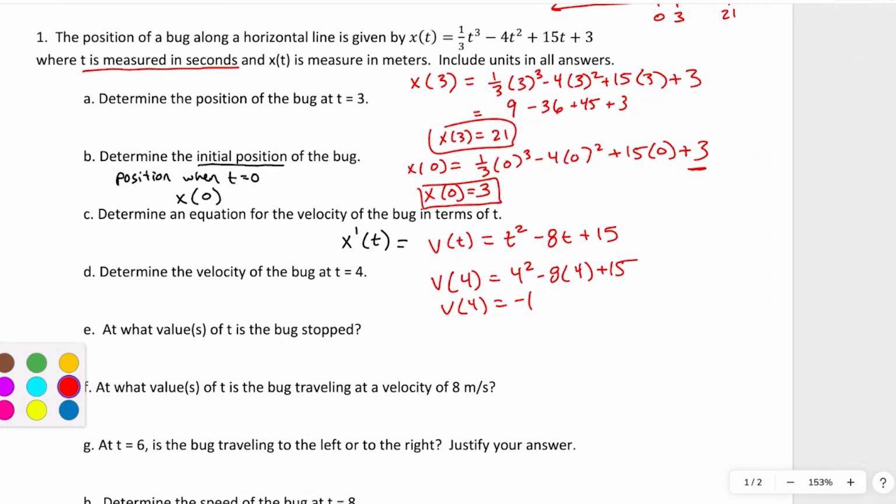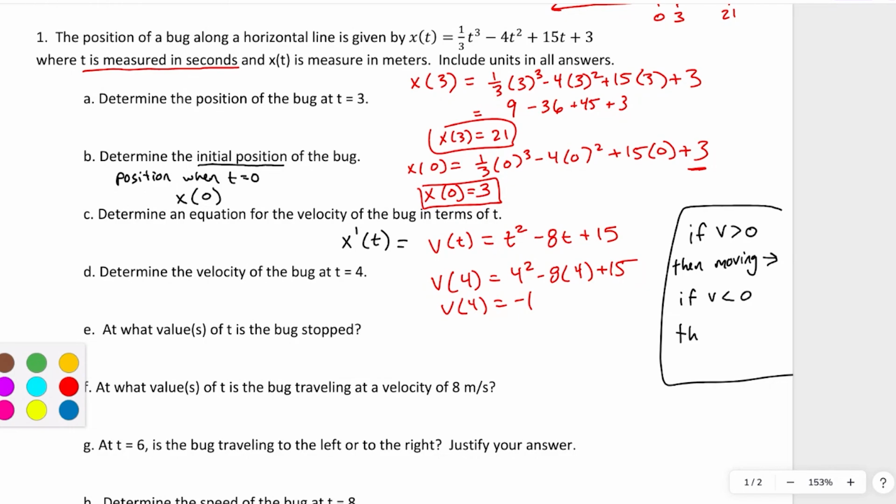Okay, I might make a little note out to the side here. If velocity is positive, then you're moving to the right. If the velocity is negative, then you're moving to the left. It doesn't specifically ask that, but I think that's a pretty important point to make here. We are making an assumption, but that's going to be sort of our baseline assumption. Yeah, very good.